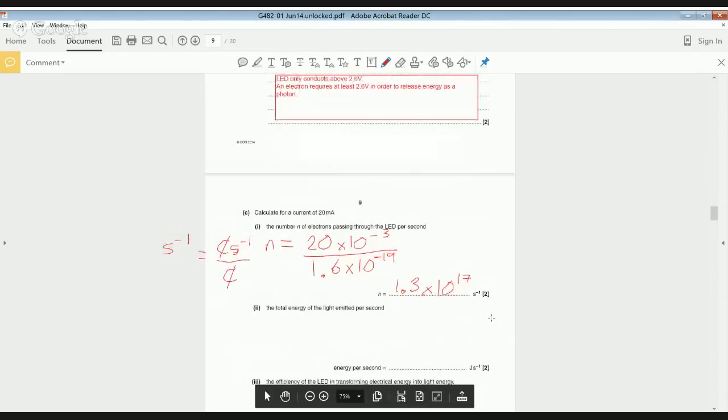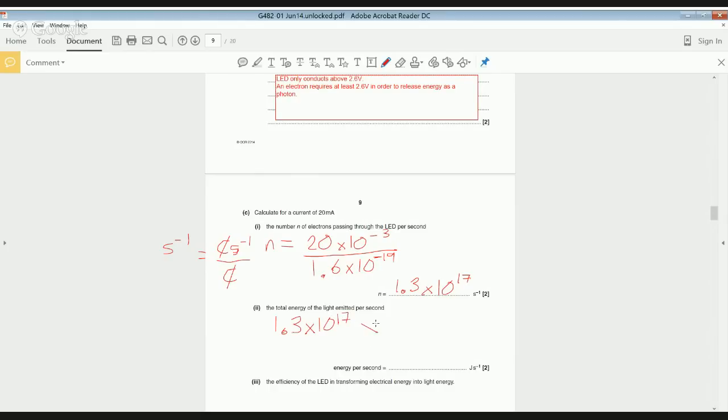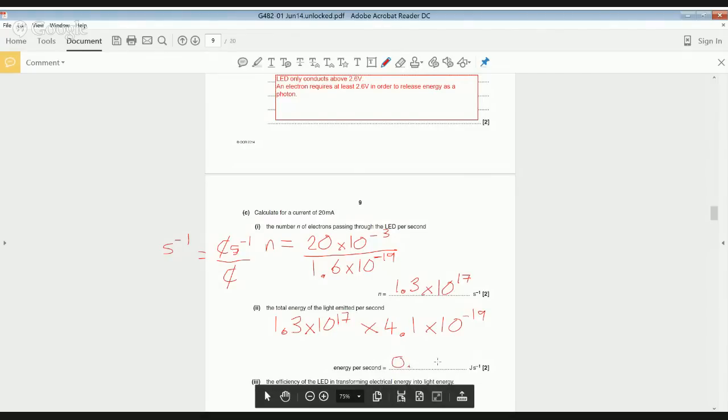So we just need to multiply together the number of photons being released every second by the energy of each of those photons, and you'll end up with 1.3 times 10 to the 17 multiplied by 4.1 times 10 to the power of minus 19. And that gives us 0.0513.